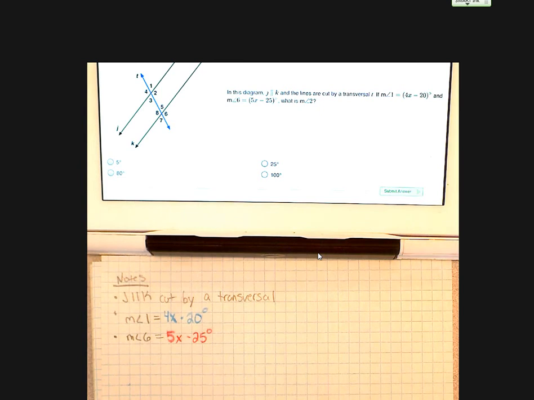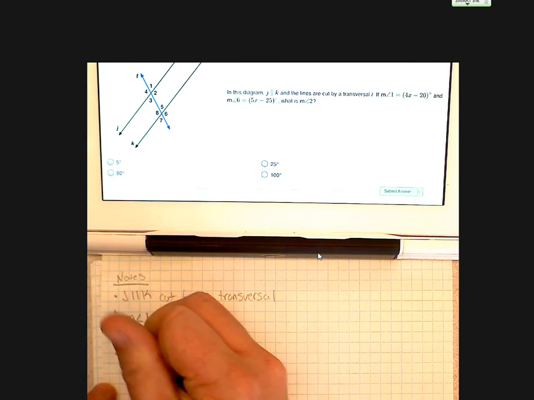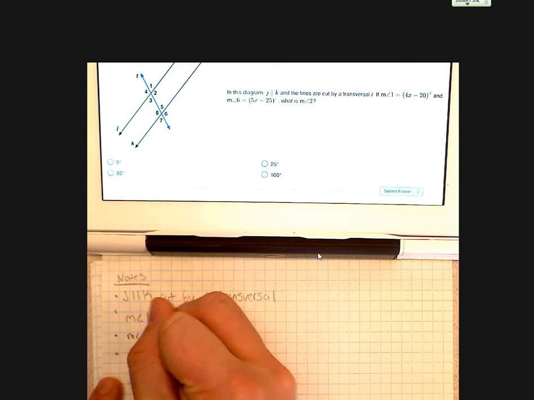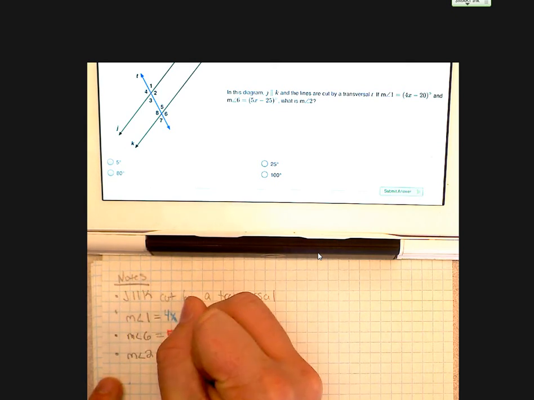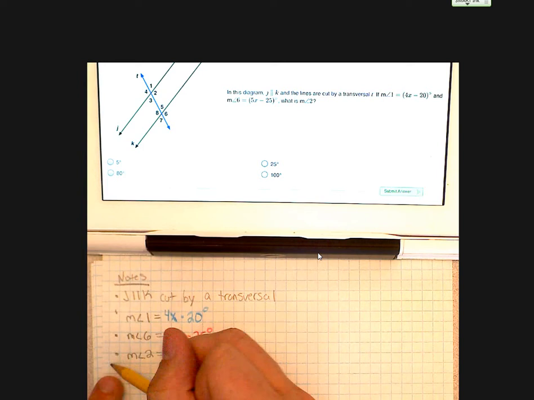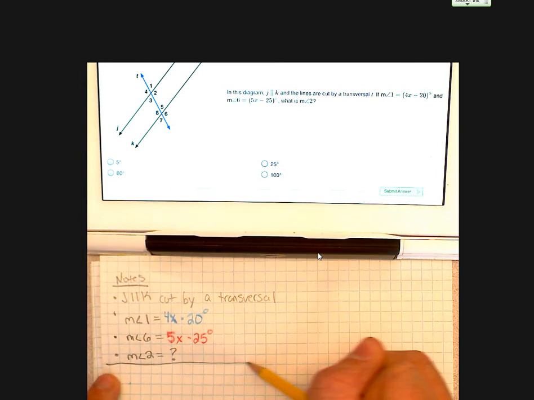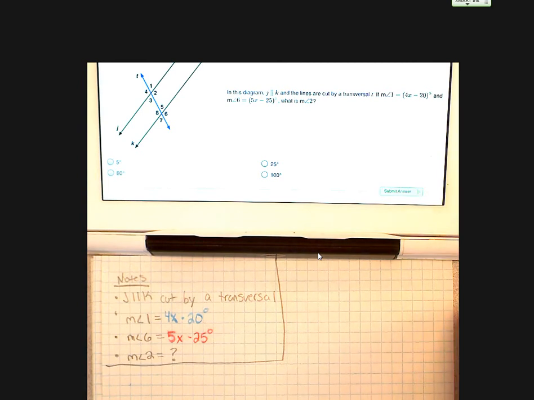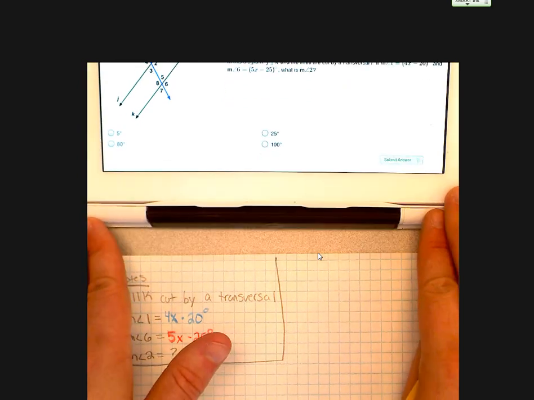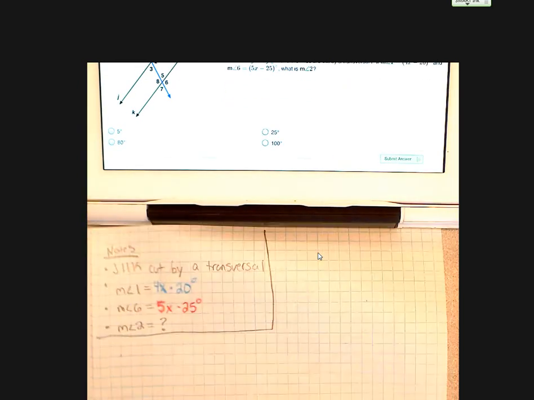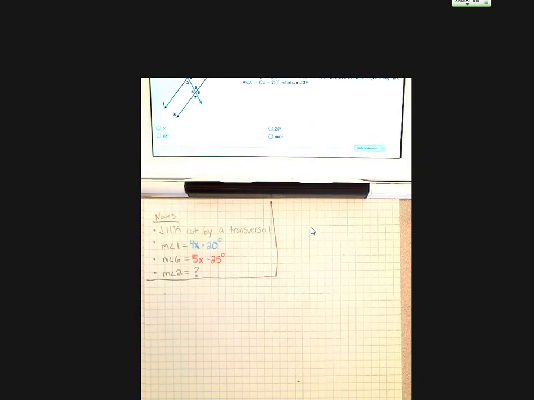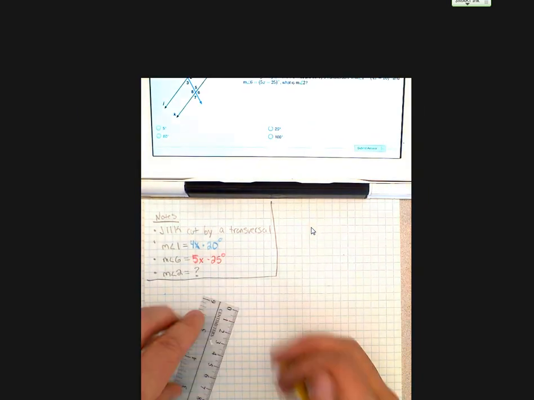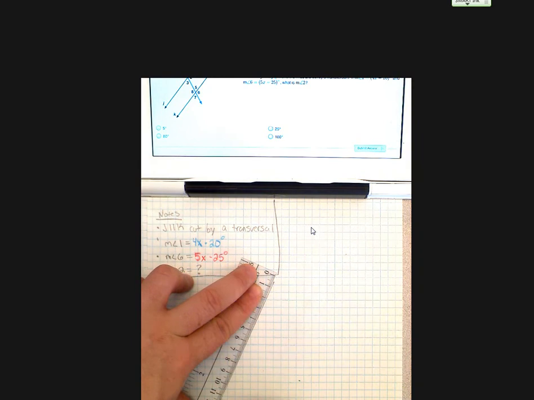Actually, I want to make sure I know what the problem's asking for. It's asking for the measure of angle 2. So I'm going to leave that blank or leave it with a question. That's what I'm trying to find. And these are my notes about the problem. And something that also helps me, since I'm working on an iPad, I might want to redraw this picture. So I'm going to quickly make a quick sketch of the picture.